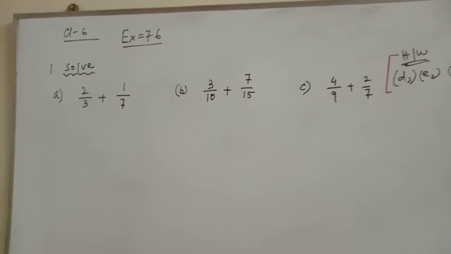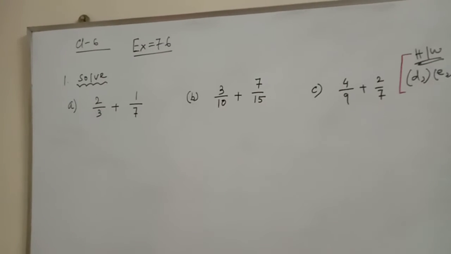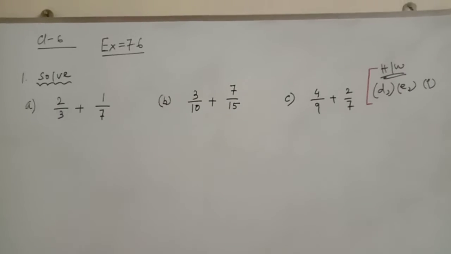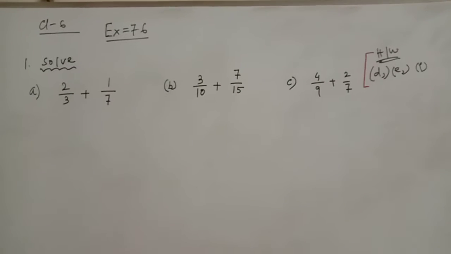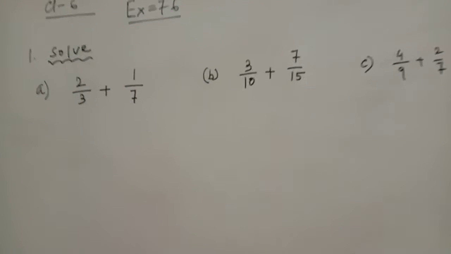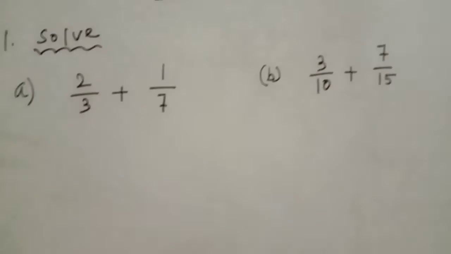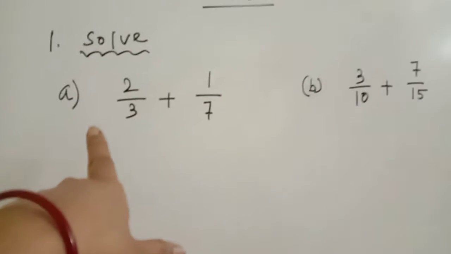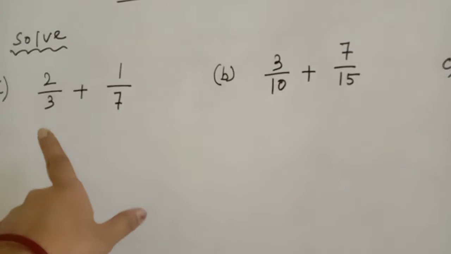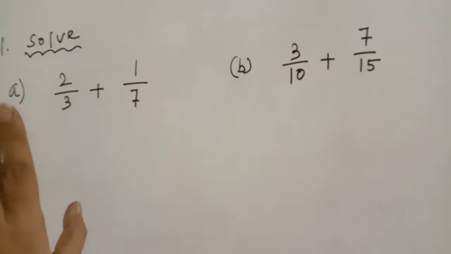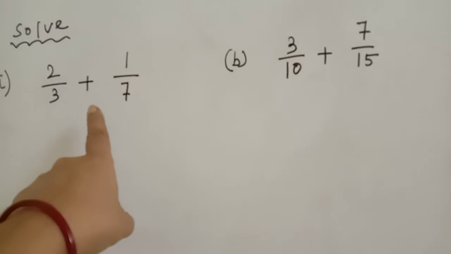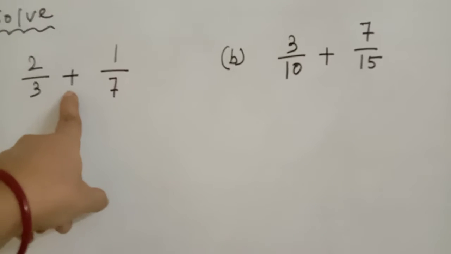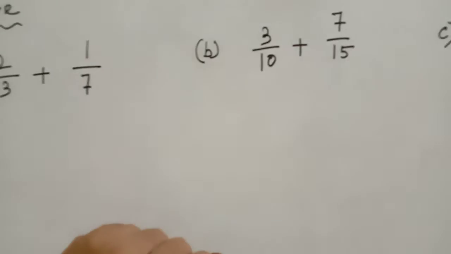Today we will do exercise 7.6, the last exercise from your chapter Fractions. Here you have to do the addition of fractional numbers. Question number 1 is written as "solve", because in every sum you do not always have to do the addition. If there is a minus, if you can see that it is a negative sign, then you have to do subtraction also.